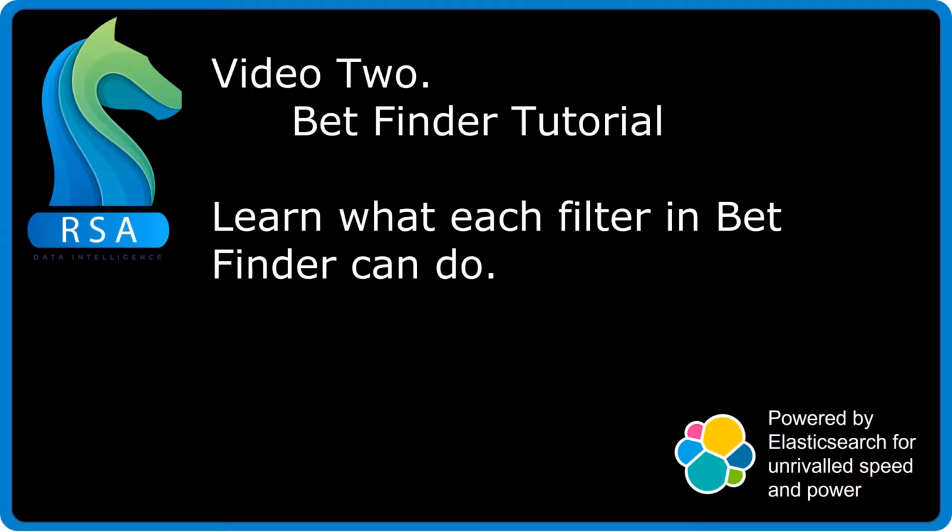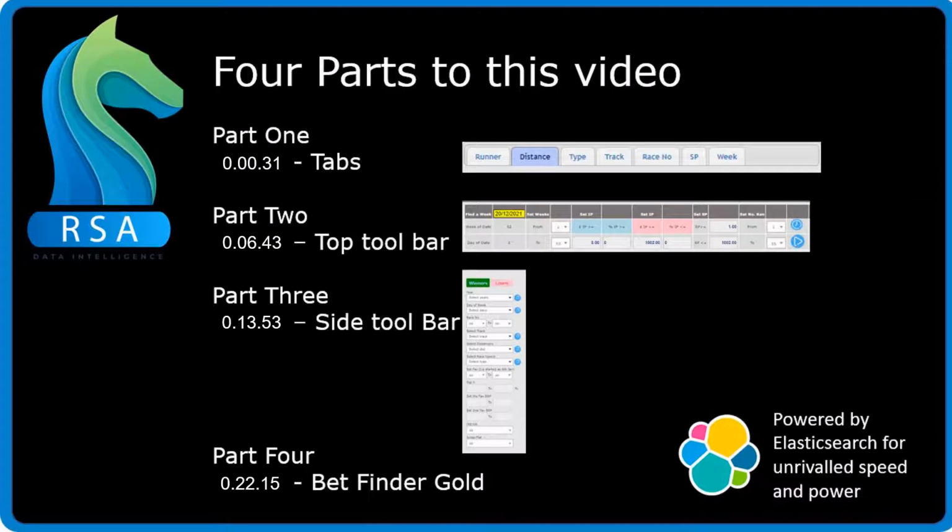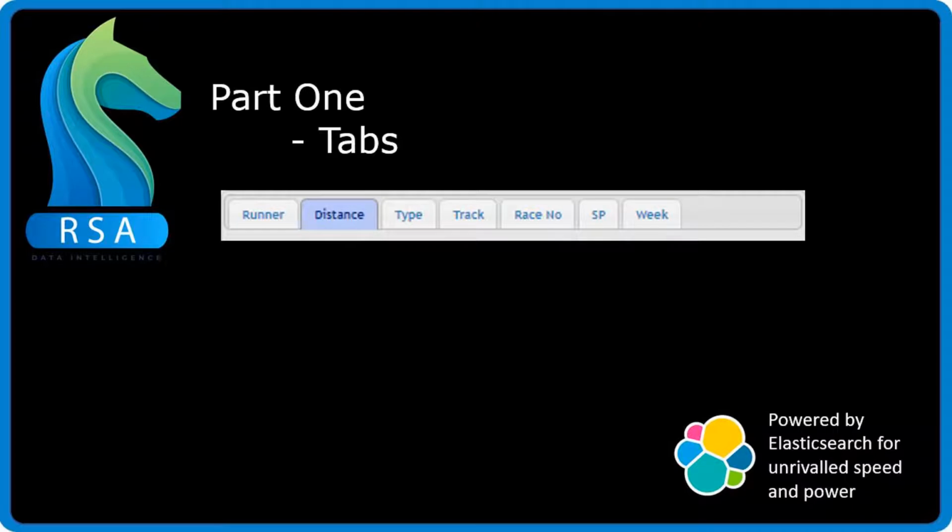Betfinder is the fastest, most powerful odds database you will find anywhere. In this video I have broken it down into 4 parts, so you can come and go at each part if you like. First part is the tabs, or a basic overview of what you see on the screen. Part 2 is the top toolbar. Part 3 is the side toolbar. And finally part 4 is what you get if you have Betfinder Gold. Okay, so let's get started.